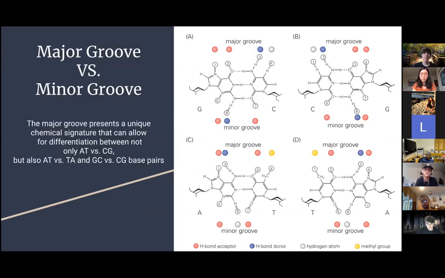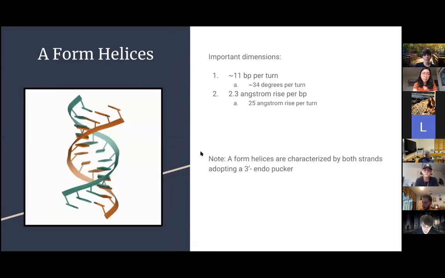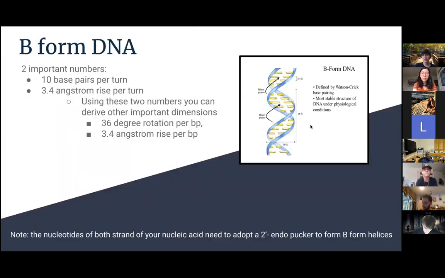Okay, so I'm going to start talking about the major and minor groove within a double strand of DNA. The major groove and the minor groove are visually different. I'll show you on B form DNA. Can you see my cursor? Yes. Okay. So the major groove is this large groove here, visually larger than the minor groove, and the minor groove is this smaller groove here.